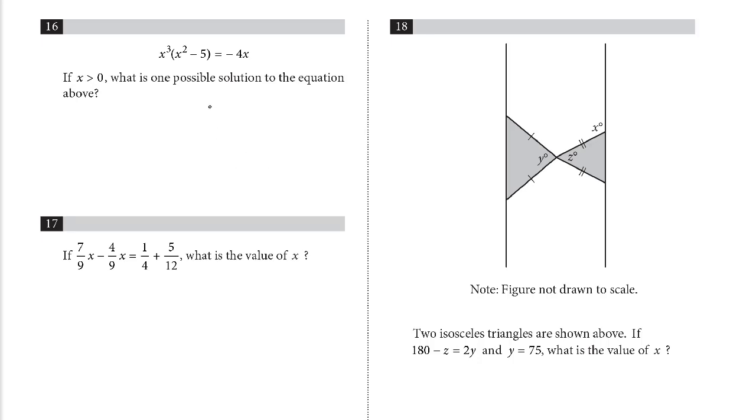Number 16, x cubed times quantity x squared minus 5 equals minus 4x. If x is greater than 0, what is one possible solution to the equation above? Well, right away I can see 0 as a solution.